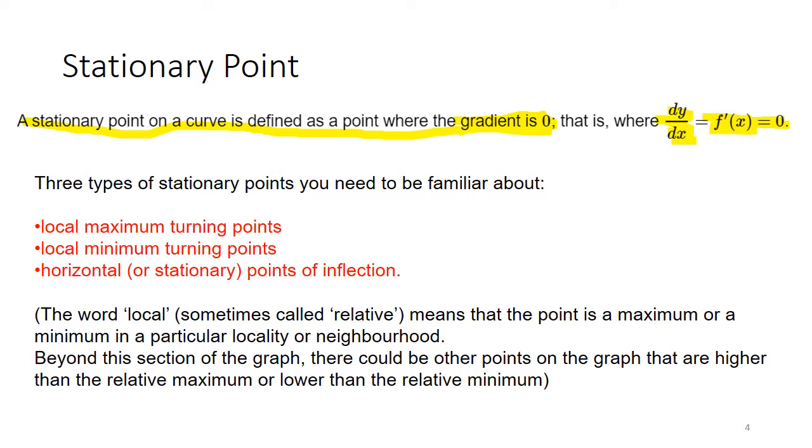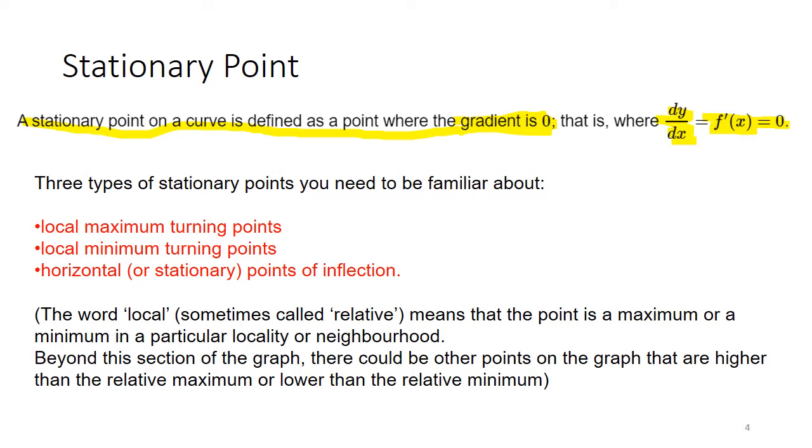There are three types of stationary points you should be familiar with. One is called the local maximum turning point. One is called the local minimum turning point. And then you have the horizontal or the stationary point of inflection. Why do we use the word local? It's because sometimes in other textbooks you will see it called relative maximum turning point or relative minimum turning point. It's because a point is maximum or minimum in a particular locality or neighborhood. I'll just draw you a picture to show you what I mean.